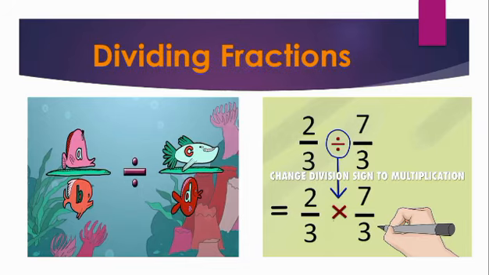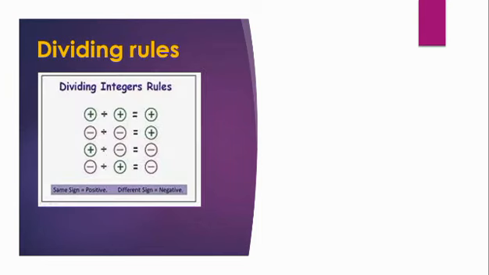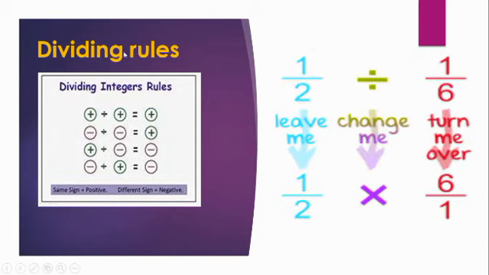Now, dividing fractions. Dividing rules are the same as we talked about previously in the multiplying integers rules. If you have the same sign, the result is always positive. So negative, negative, the result is positive. Positive, positive, the result is positive. And if you have different signs, the result is negative. Okay, now 1 over 2 divided by 1 over 6.